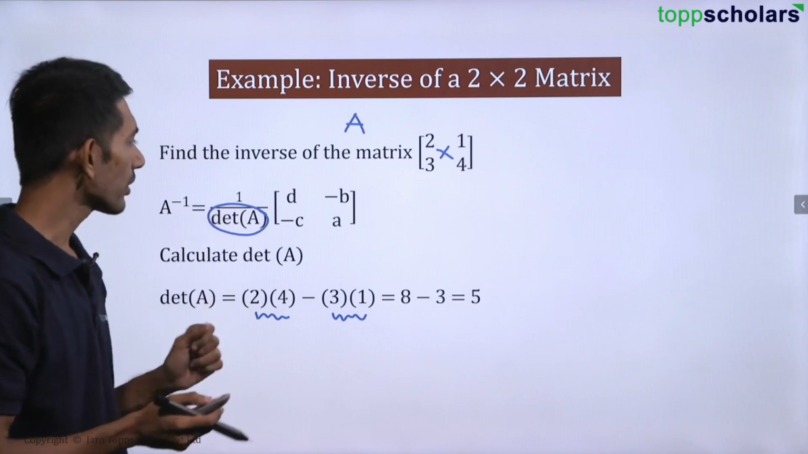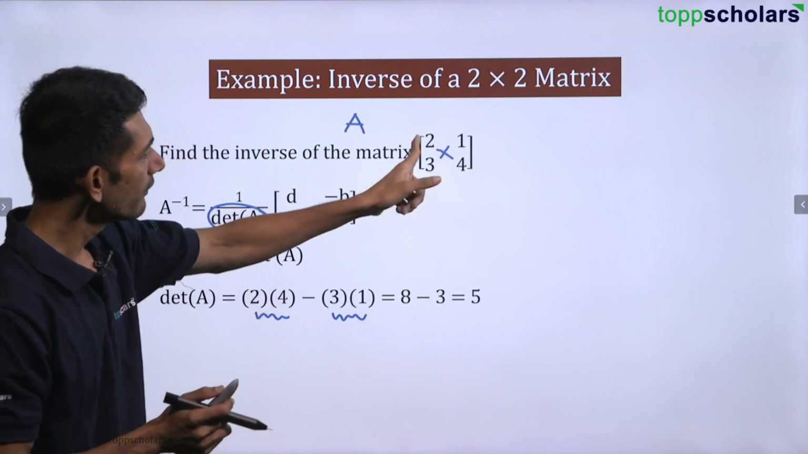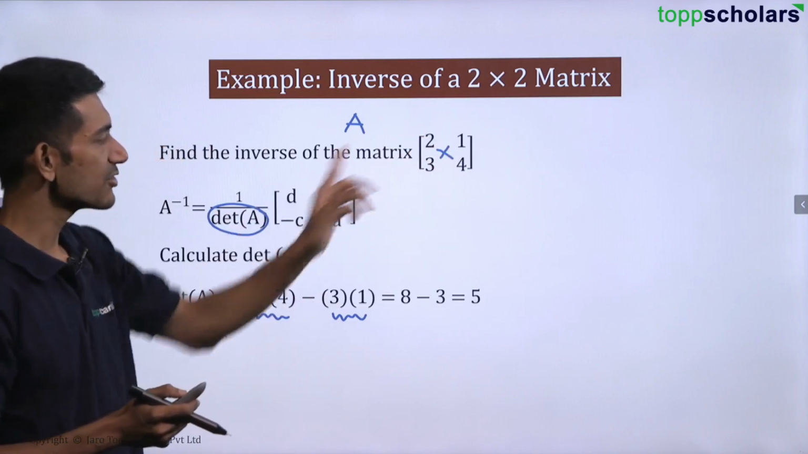Now we need to take what? This part, that is the adjoint. How do we do the adjoint? We interchange 2 and 4 and we change the sign of 1 and 3.